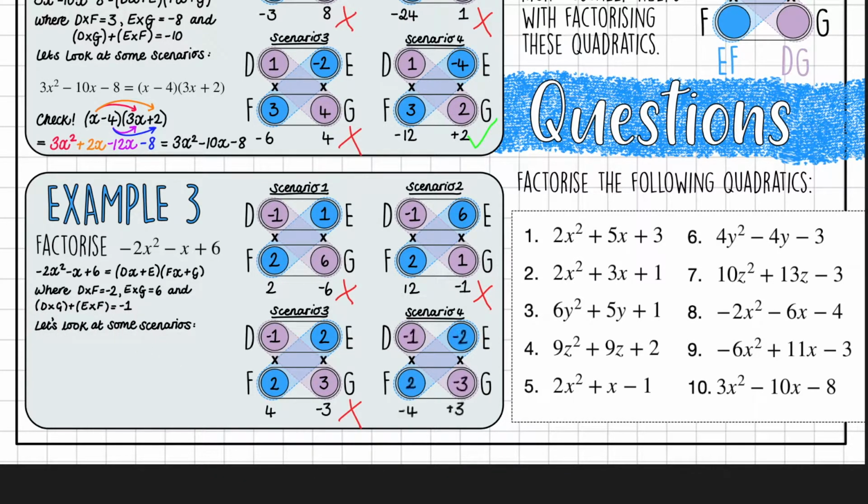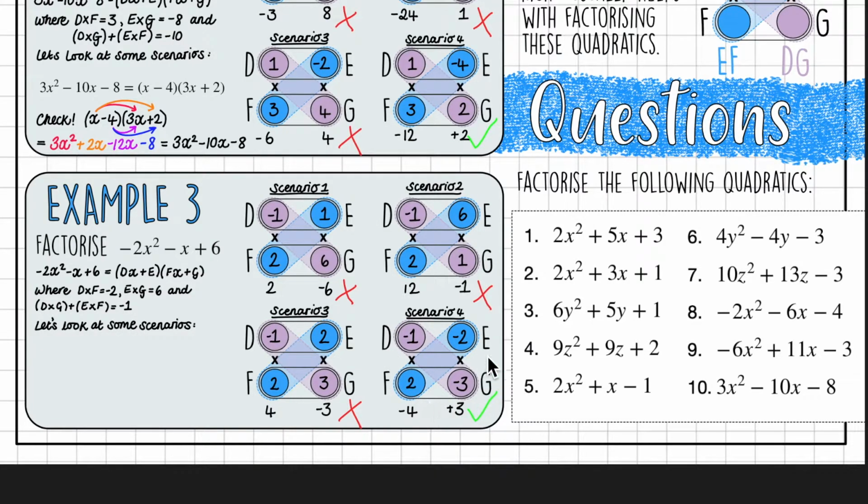Final scenario, DF is still equal to minus 2 and EG is still equal to 6. Remember, a minus times by a minus is a plus, so this here equals 6. So we're still satisfying our first two rules. What about the third? DG is equal to 3 and EF is equal to minus 4. Minus 4 plus 3 is minus 1. Thank God. Right, we've satisfied our third rule.